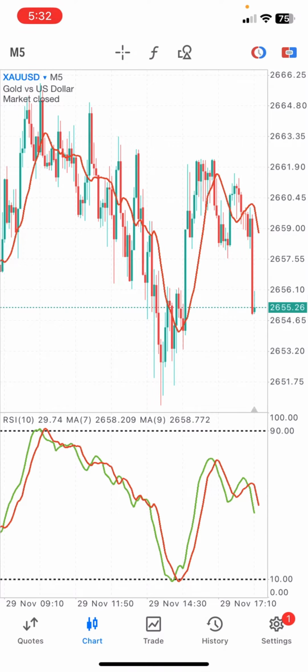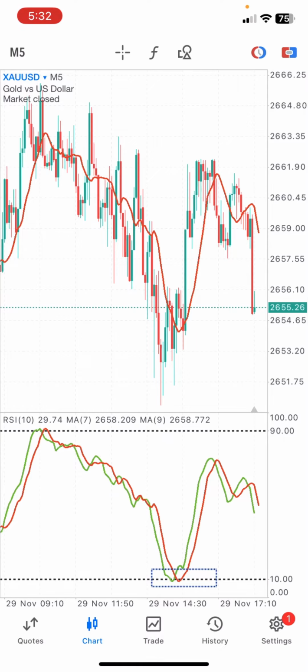First of all, what we want to see in the chart is, whenever we come to the market and want to take a trade, the first thing we want to make sure of is that we look for the two moving average lines to touch the 10 level of the RSI.